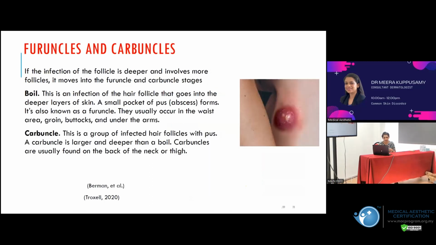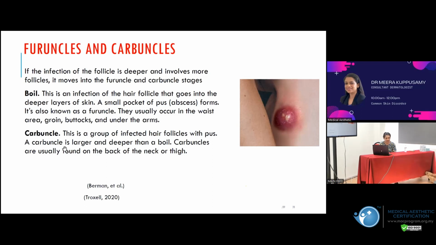Okay, this is furuncles. Furuncle, another name is boil. It is basically infection of the hair follicle. A few hair follicles come together and then they form a furuncle. Okay, and it can happen basically anywhere, especially at the waist, the groin, the buttocks, and the armpits.